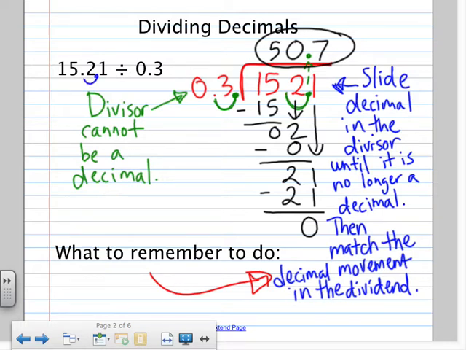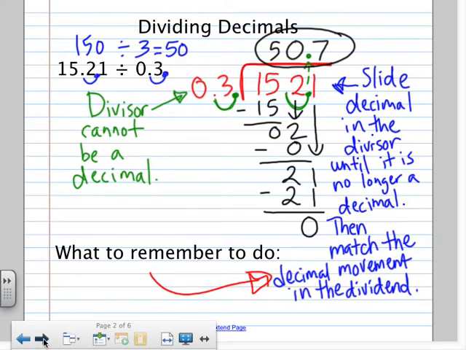We slid them both over once. So that's about 150. That's about 3. 150 divided by 3 is 50, okay? So if we estimate, we are correct, okay? Just double check that it moved over the same number of times on both the dividend and the divisor.